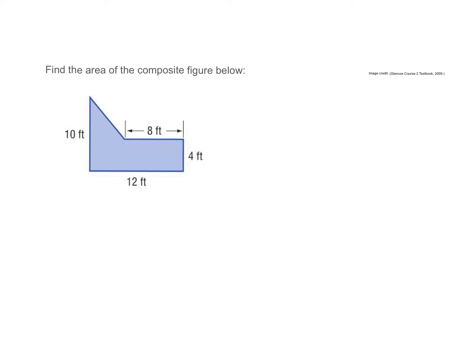Okay, let's look at this one. I can see that if I draw a line right here, now I have a triangle and now I have a rectangle. So again, I'm going to pull out my shapes and I'm going to draw them. I have a triangle and I have a rectangle. And now let's label what I can.